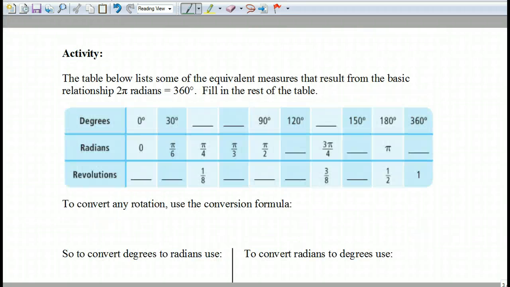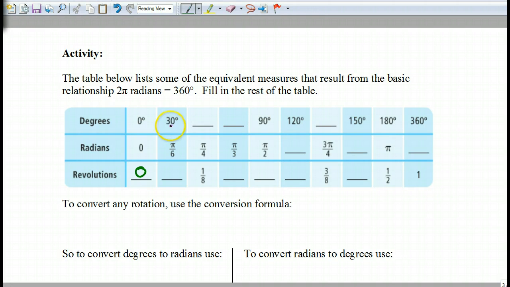All right, so now we've got a little activity here. We're supposed to fill in the table, fill in the blanks. Okay? So thinking about your entire table, you know that at 0 degrees, if it hasn't gone anywhere, how many revolutions have I gone? Zero. So are we going to do this by ourselves or are we going to talk it through? I'm just going to talk it through right now.